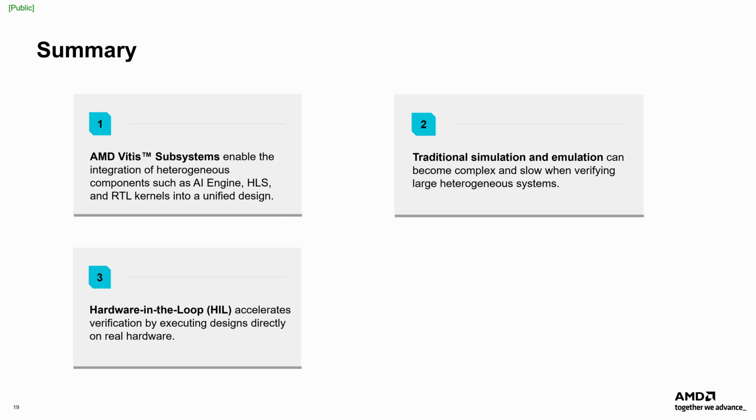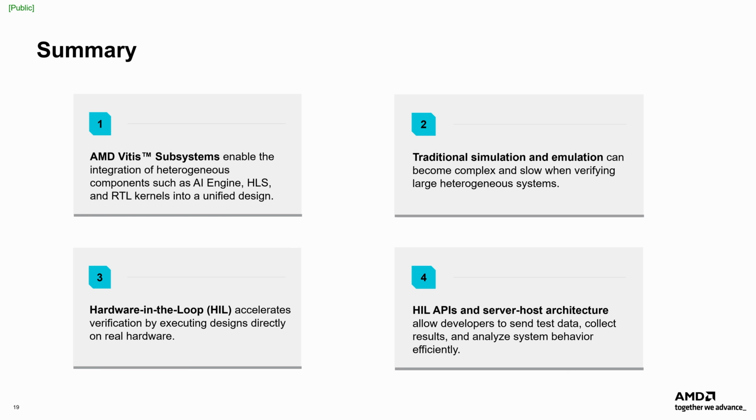Third, hardware in the loop accelerates verification by running designs directly on real hardware, giving you speed and accuracy together. Finally, the HIL APIs and the server host architecture allow developers to send test data, collect results, and analyze system behavior efficiently. This makes the entire verification workflow smoother and more scalable.